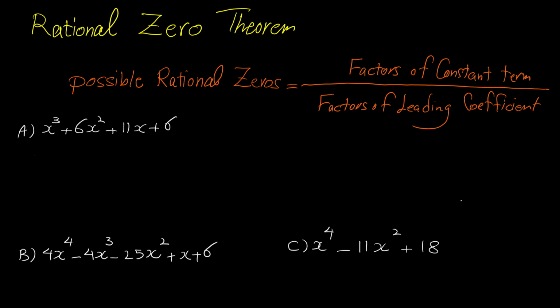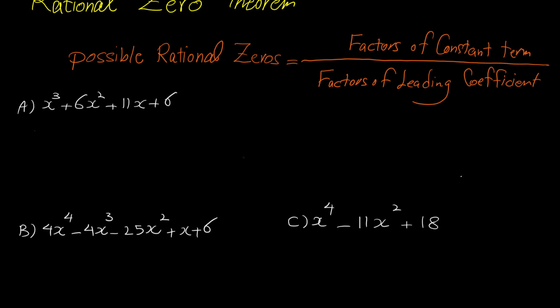In this video, we want to learn about the Rational Zero Theorem. What is the Rational Zero Theorem? Based on the Rational Zero Theorem, we know that for a polynomial, possible rational zeros are in the form of factors of the constant term over the factors of the leading coefficient. At first, it seems a little confusing.